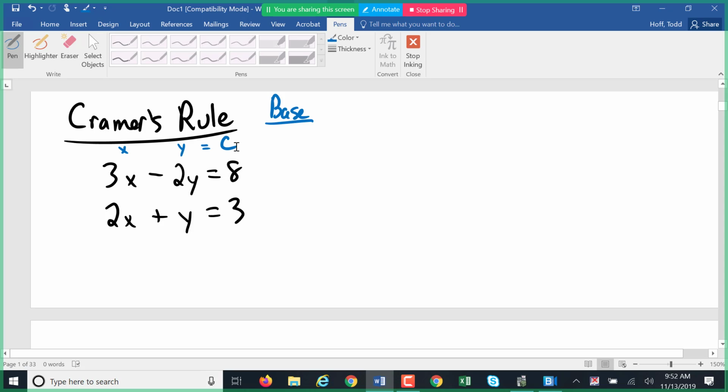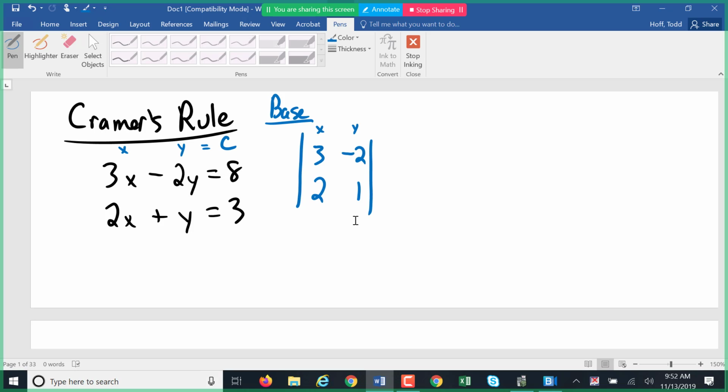And in the matrices that Cramer created, he used columns and numbers. The base matrix used the column for the x coefficients and the y coefficients. So the x coefficients are 3 and 2. That's the first column of the matrix. The y coefficients are negative 2 and 1. That's the second column of the matrix. Now you'll notice I don't have the square brackets on them. I have those straight lines, which implies we're going to do a determinant.